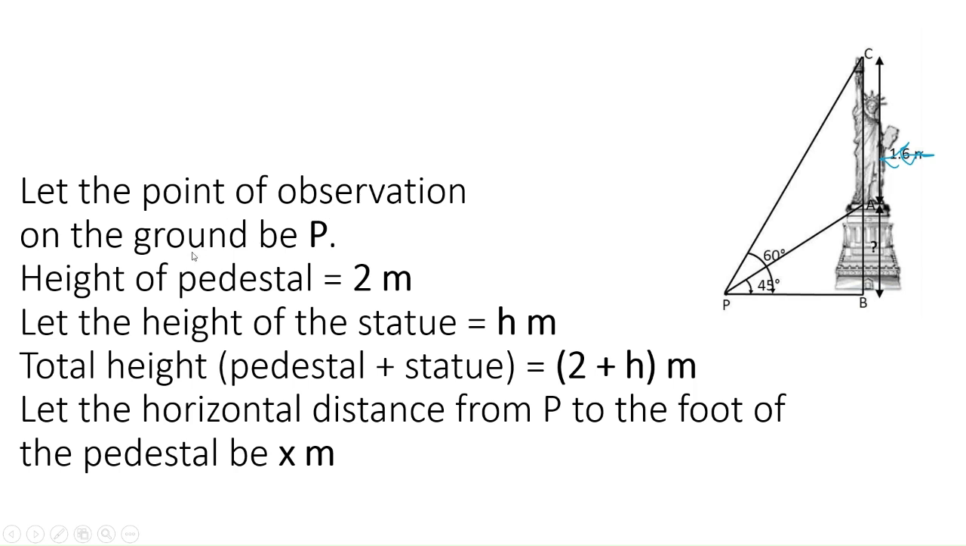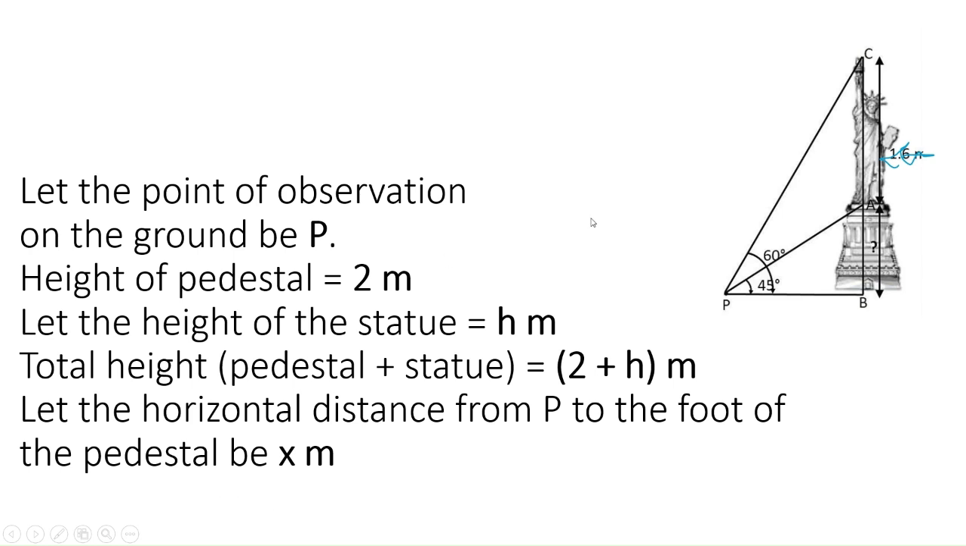Let the point of observation on the ground from where the angles of elevation are taken be P. The height of the pedestal is given, it is 2 meters. Let us consider the height of the statue as h meters. Then the total height, statue plus pedestal, becomes 2 plus h meters. Let the horizontal distance from the point of observation to the foot of the pedestal be x meters. That is not given in the problem.